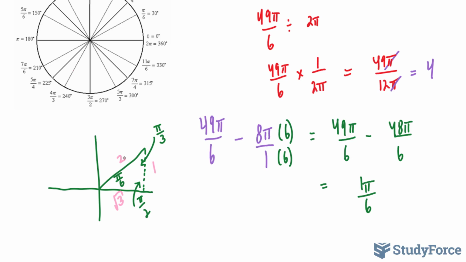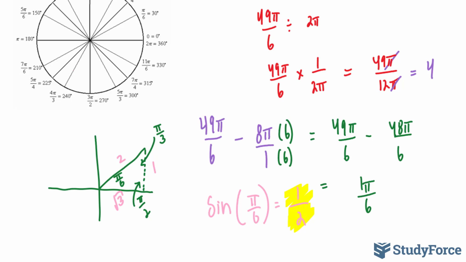So our final answer, sine of pi over 6. Well, sine is opposite over hypotenuse. Our opposite is 1, and our hypotenuse is 2. And given that all trigonometric functions in this quadrant are positive, this answer will remain positive, and that's it.